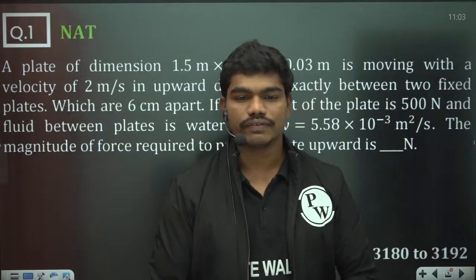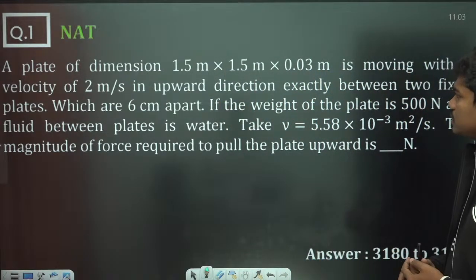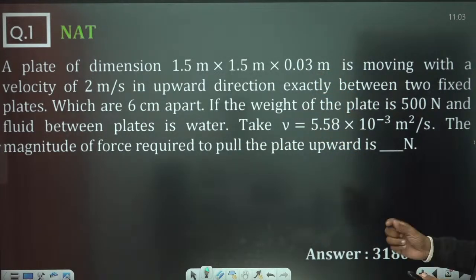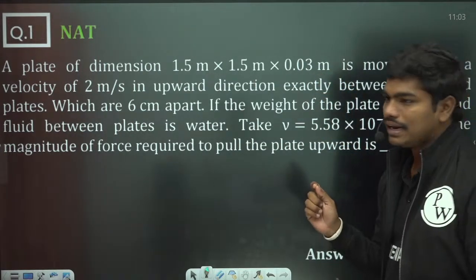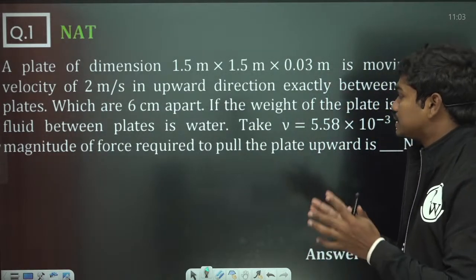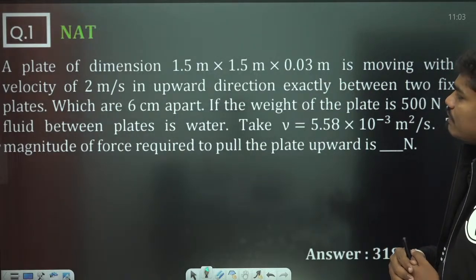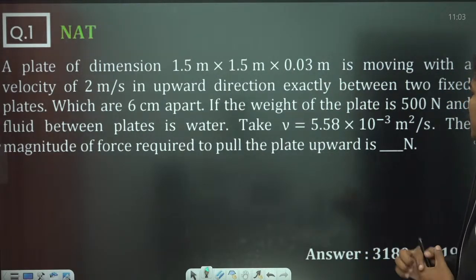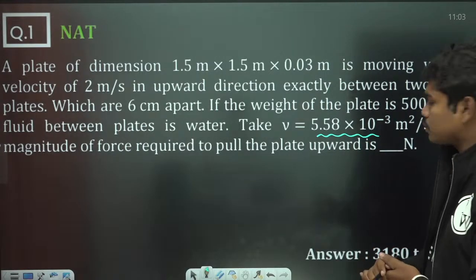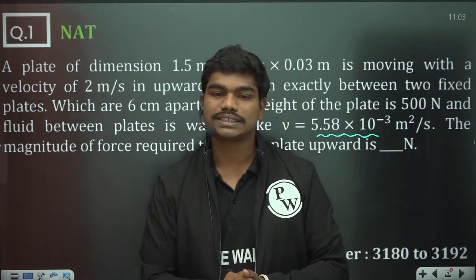Let us start with the first question. A plate of dimensions 1.5 meters by 1.5 meters by 0.03 meters, meaning 3 centimeters, is moving with a velocity of 2 meters per second in upward direction, exactly between two fixed plates which are 6 centimeters apart. If the weight of the plate is 500 newtons and the fluid between the plates is water, take kinematic viscosity of water as 5.58 into 10 to the power minus 3 meter square per second. The magnitude of force required to pull the plate upward is dash newtons.